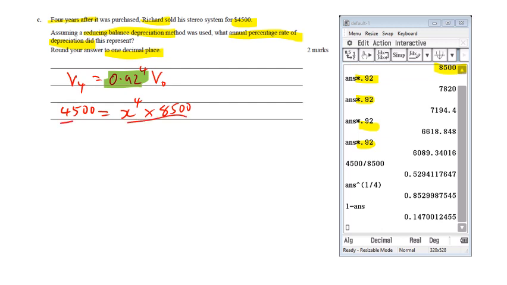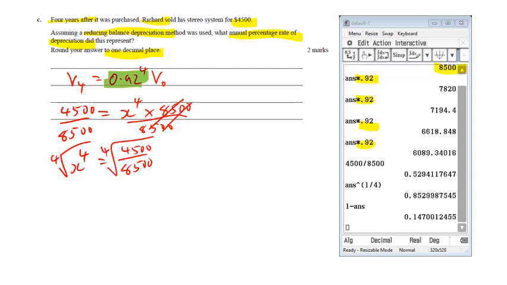So you divide both sides by 8,500, and you end up with x to the power 4 equals 4,500 on 8,500, because the two 8,500s cancel out. Then you just have to take the fourth root of both sides. You're probably not that familiar with the fourth root, but basically we're just saying x equals 4,500 over 8,500 to the power 1/4. And that's all I've done on the calculator.